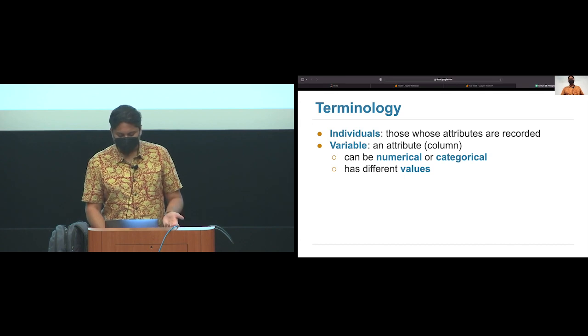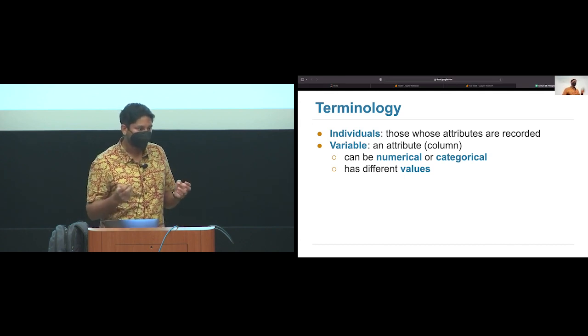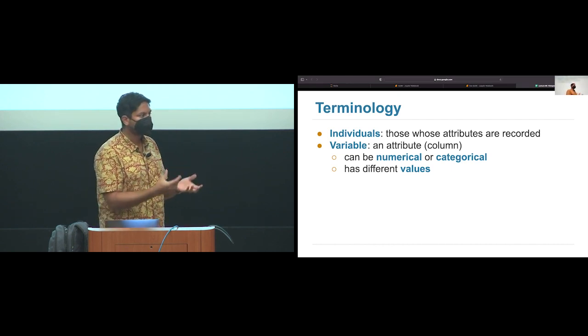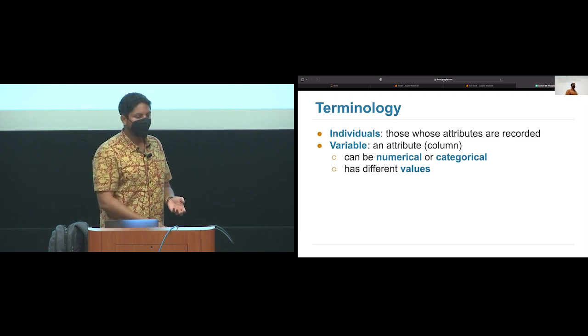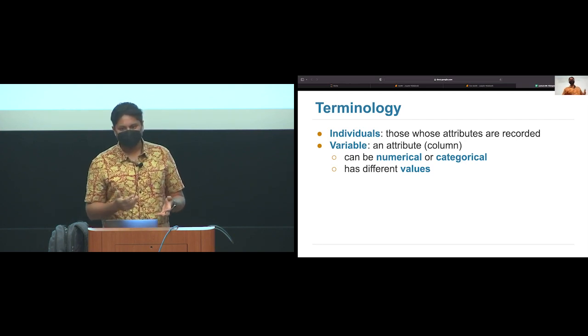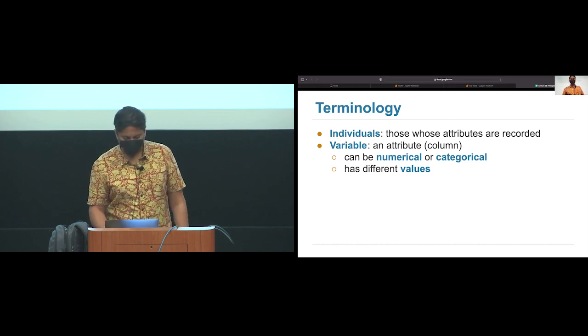And typically we have different values, otherwise it's not that interesting. And that's actually why it's called a variable, because the value varies across the different individuals, right? So if you have a column where all the values are the same, it's probably not that interesting to study. You typically want to study a variable where it's actually changing as you go from individual to individual.